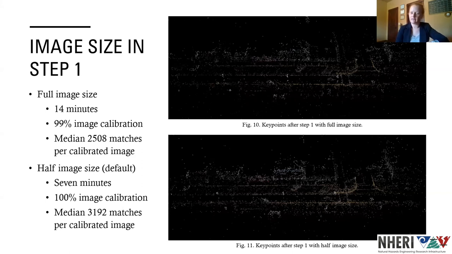What I found is that even though you might think increasing the image size would make a fuller and more accurate point cloud, sticking with the default option of only half the image size took half as long to process. And there are actually significantly more matches in key points per calibrated image. My point cloud on the bottom half of the screen is the half image size default option, which actually looks a little bit more dense than the top option.